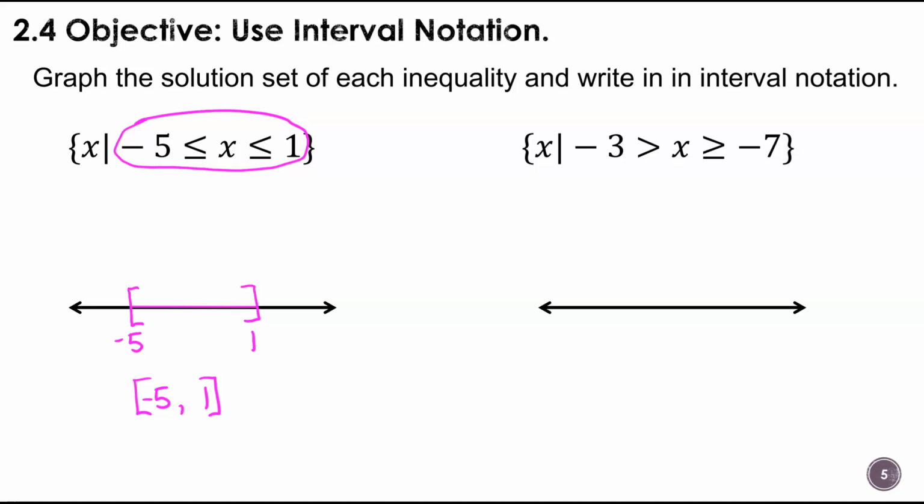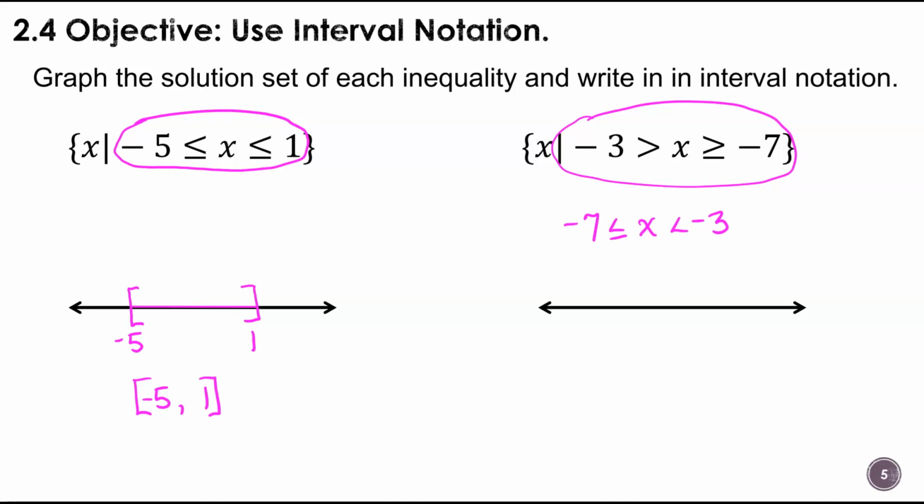Okay, so let's look at this next one. You can see that it doesn't look quite the same as the other one. When you're writing a compound inequality, you always want it to go from least to greatest, and it should only have less than signs. So we're basically taking this and flipping it sideways. It should be negative 7 is less than or equal to x is less than negative 3.